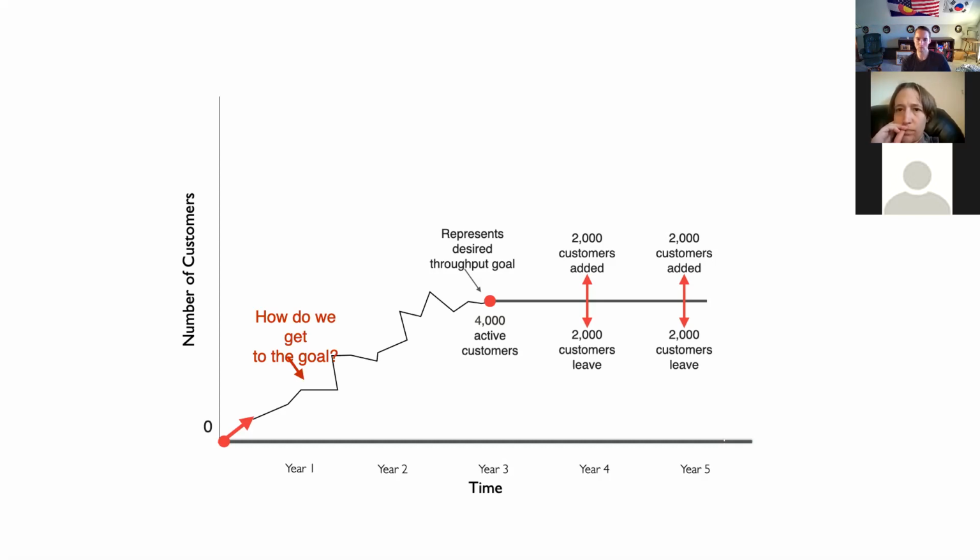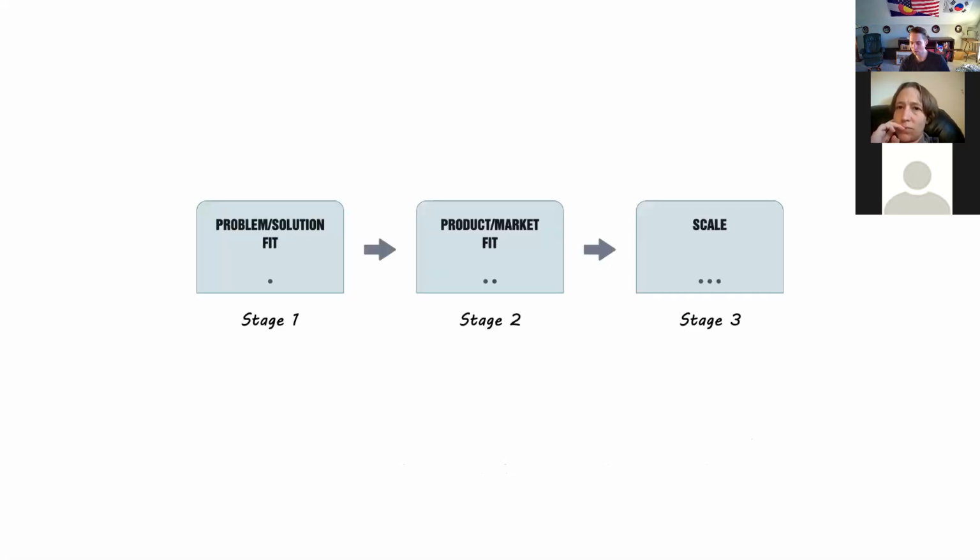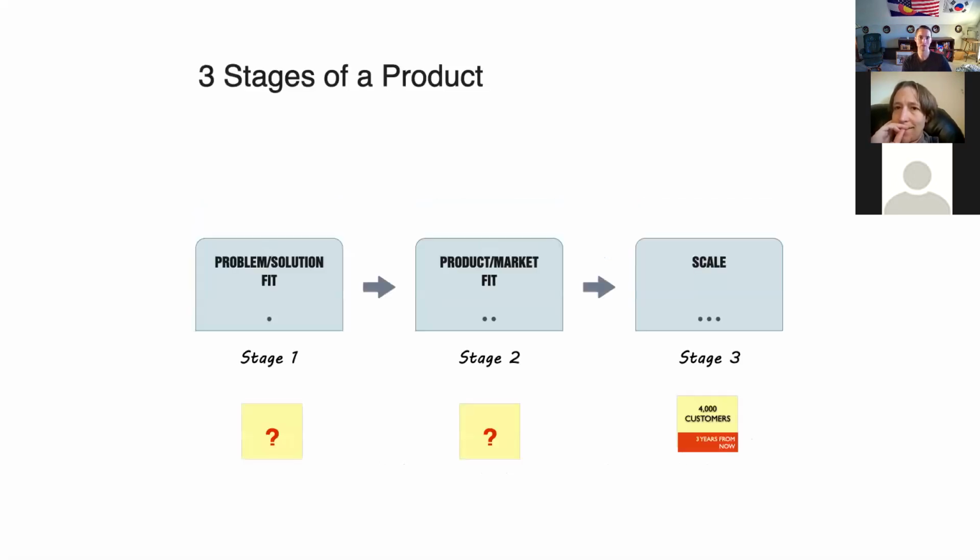Why is this not just fuzzy math? What's the purpose of this traction roadmap? We need to adopt the mindset of stages, right? Stages of growth. The first stage you can think of is problem solution fit. The second stage, product market fit. Maybe you've heard these before. If not, don't worry about it. We can talk about it more later. And then the third stage is scale, right?